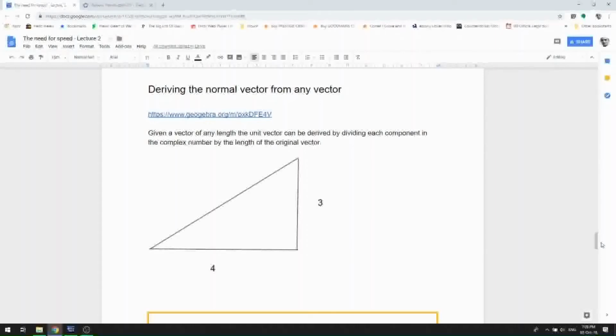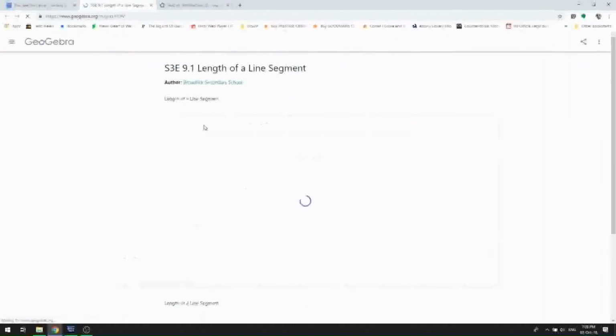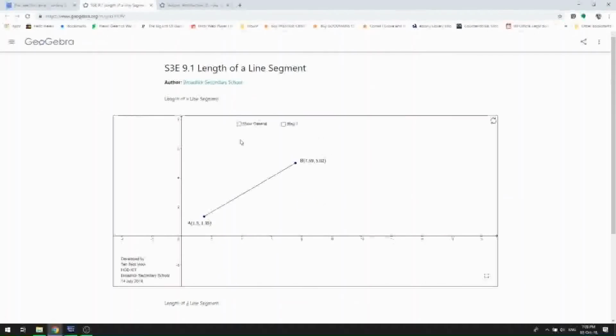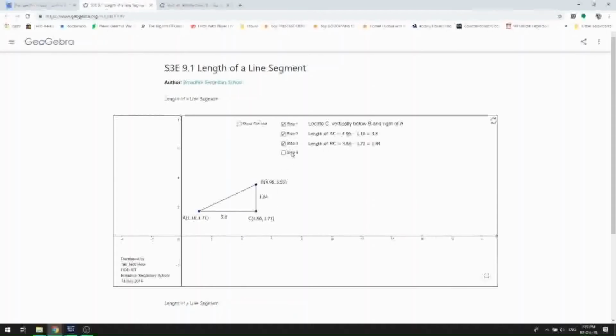So we need to know how you derive the normal vector or the unity vector from any vector. Let's have a quick look at the steps for the length of a line segment. So we have two segments here. Step 1, we locate point C below B and right of A. Then we calculate the length of A and C. We calculate the length of B and C. And then we calculate the length of A and B, which we know is Pythagoras. And that gives us this length.